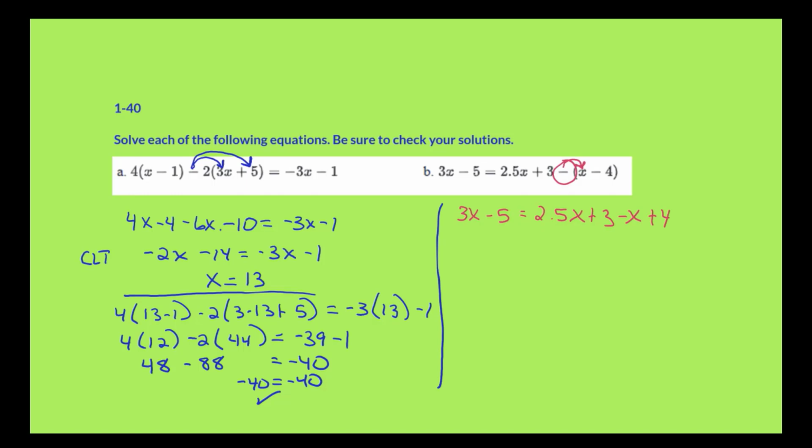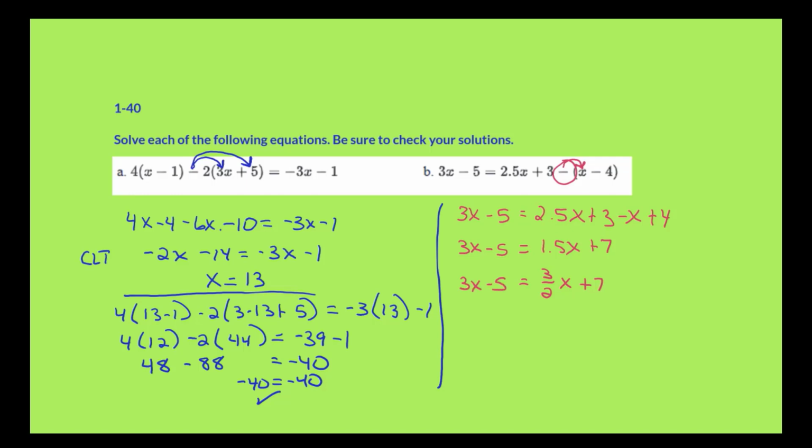So on the right-hand side, I need to combine like terms. Well, we got 2.5x minus x, so that's going to be 1.5x. And we have 3 plus 4, so that's 7. Then on the other side, we have 3x minus 5. At this point, I'm going to change the 1.5x because that's what I like to do. I don't like to work with decimals when I'm doing algebra. So I'm going to change it to 3 over 2 x plus 7.